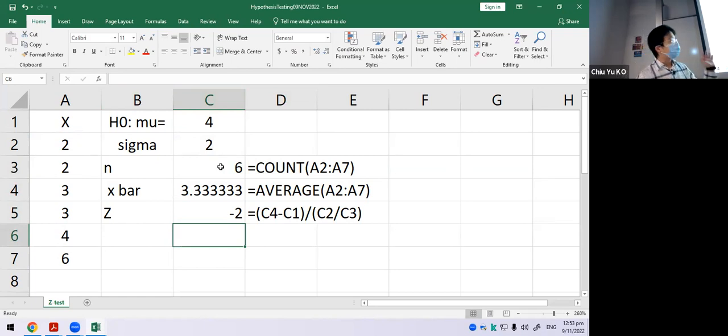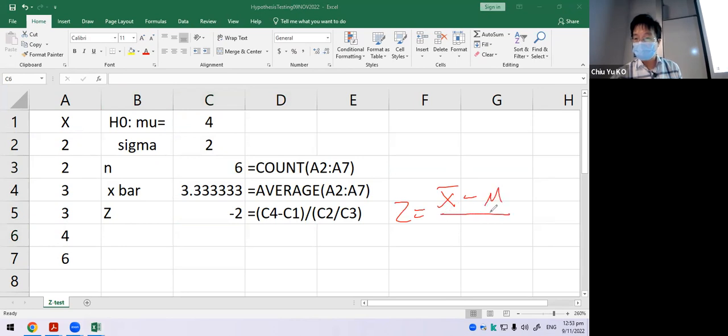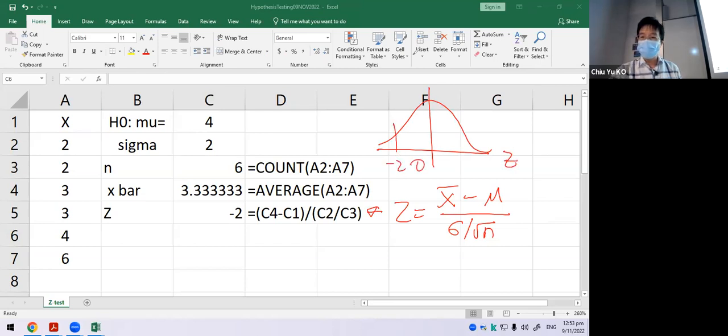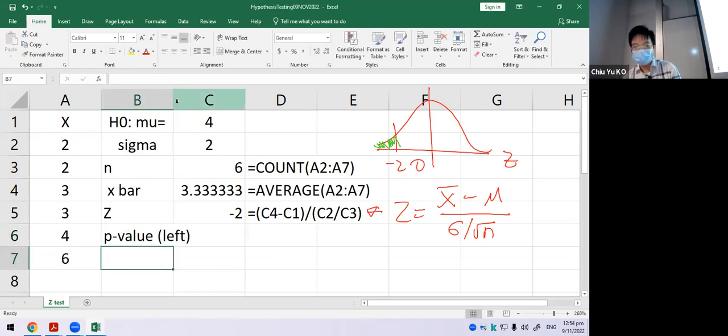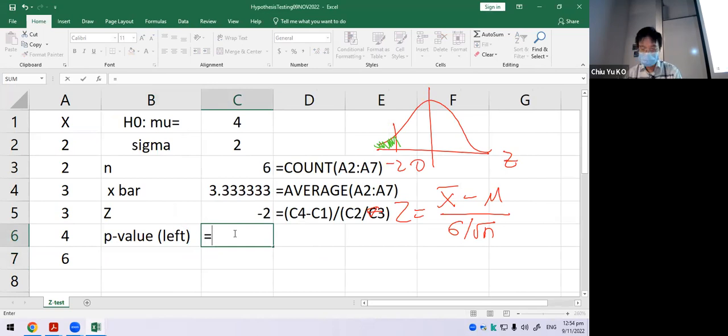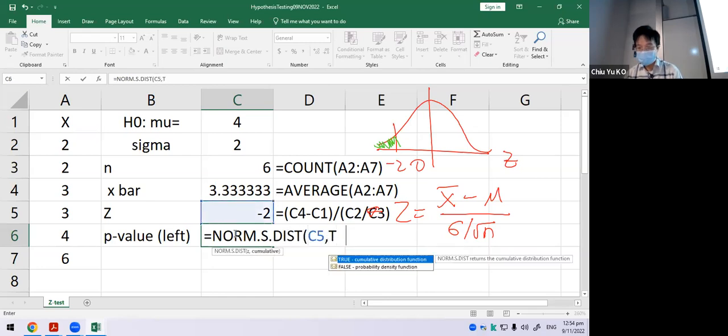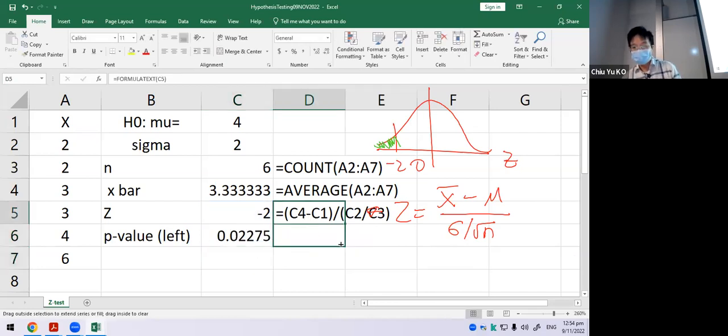Okay. And then you calculate the p-value, right? What I'm doing here is Z is X bar minus mu over sigma over root n, right? And if you look at this Z, this is 0, -2 is here. The p-value will be just this area, right? So if you look at the left tail, the green area, what you would have is NORM.S.DIST. If you are looking at the value to probability, then you will use this, and then you use TRUE. So this is the p-value.